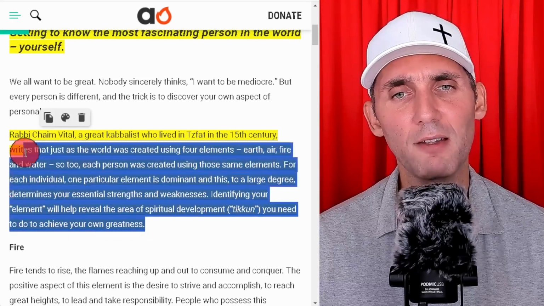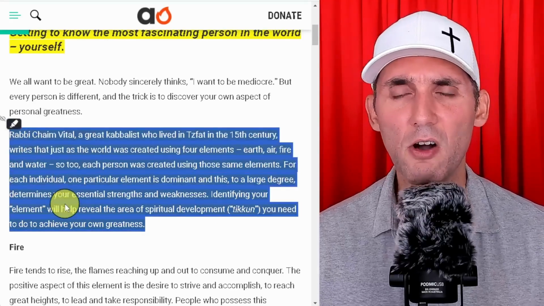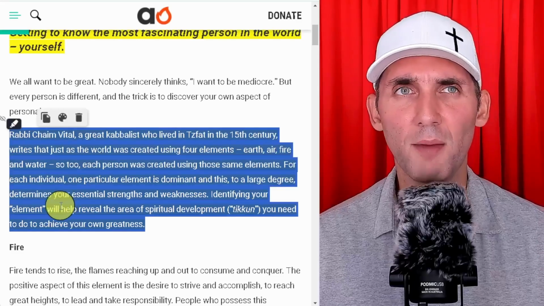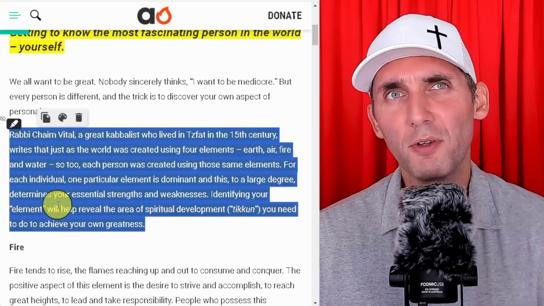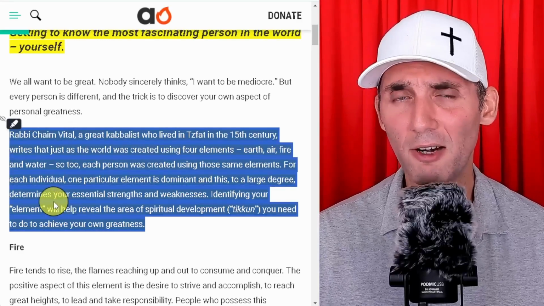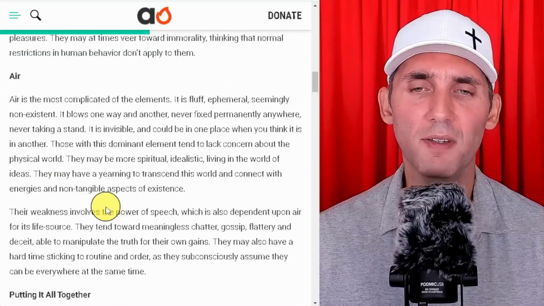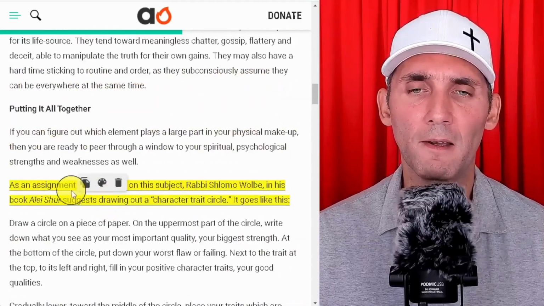Identifying your element will help you reveal this area of spiritual development you need to do to achieve your own greatness. Does this have anything to do with the Bible? Christians are doing this stuff too. Oh, I'm a this on the personality chart. I'm an Enneagram. And of course, some of those things are interesting, like the psychology test, but some of them are occult, like the Enneagram. That's an occult thing. And people are doing it, not realizing that it's an occult thing.